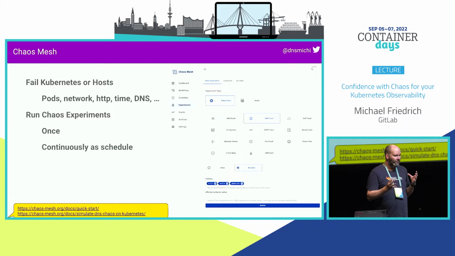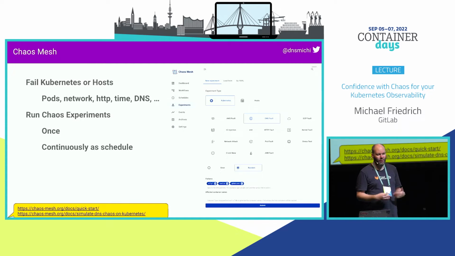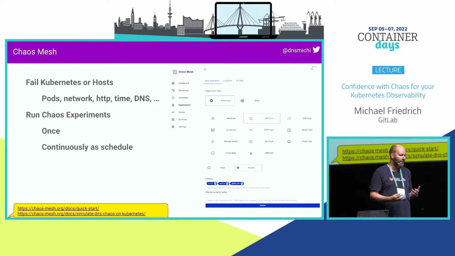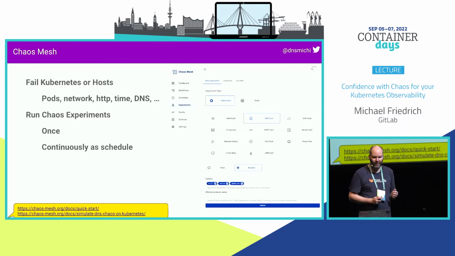And from a user perspective, Chaos Mesh allows you to run experiments once, when you define it, or you can also use it continuously as a schedule, which can be helpful if you say you want to test it every day in the morning at 9 a.m. and see how it goes. Probably not on the weekend.